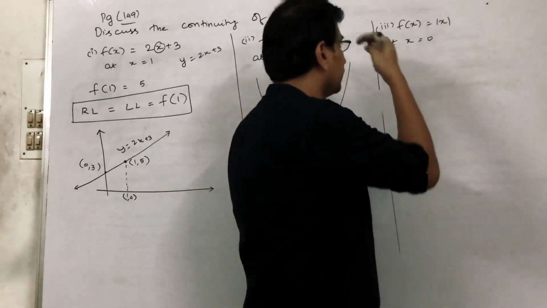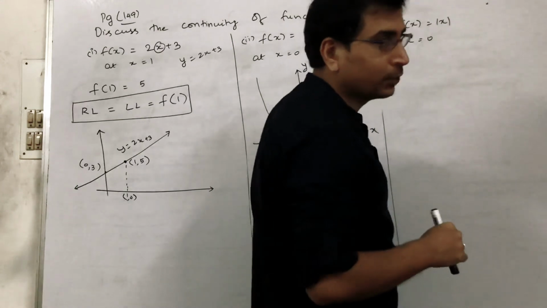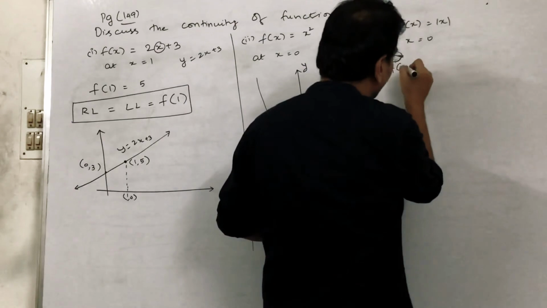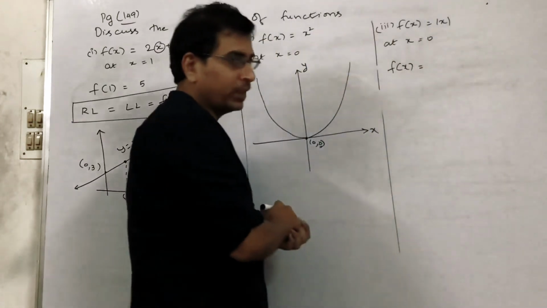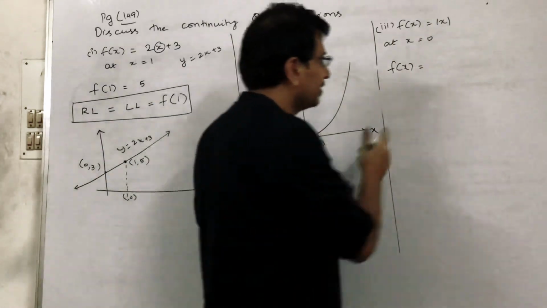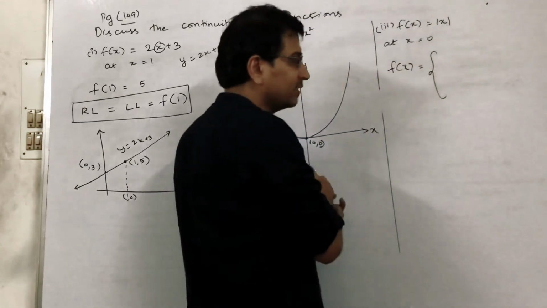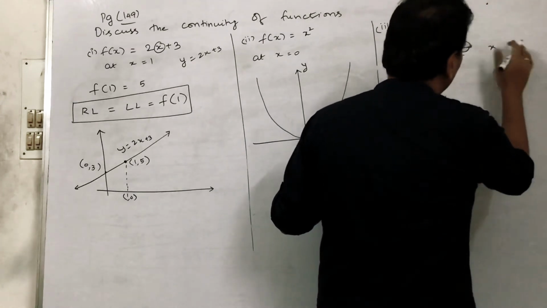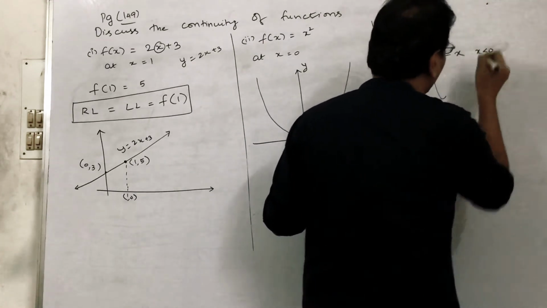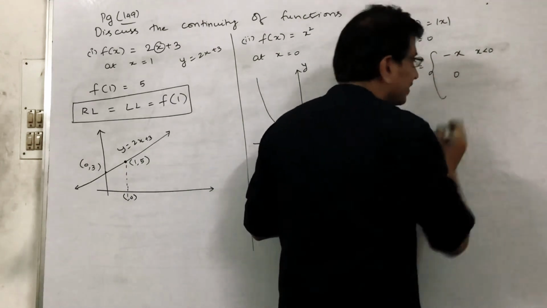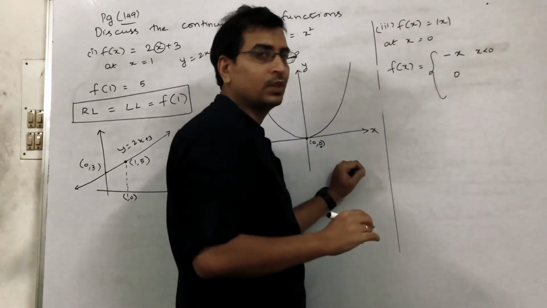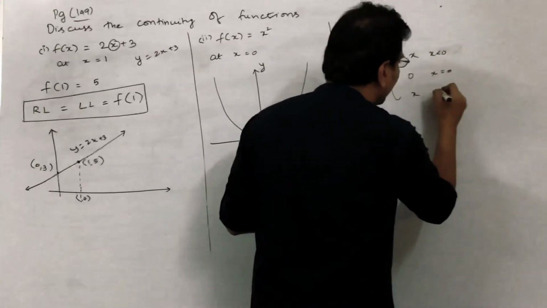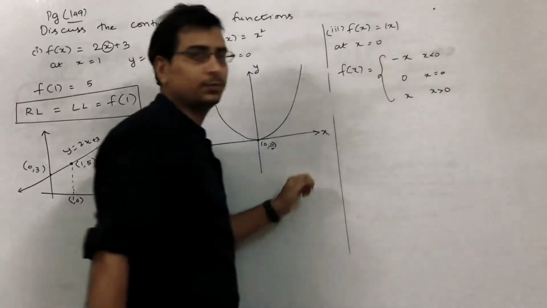Similarly, let's try to do the third one. So what is the third question? f of x is equal to mod x at x is equal to 0. See, before we solve this, we need to define the function. From your 11th standard basics, if you recollect, how do you define f of x is equal to mod x? It is defined as minus x when x is less than 0, as 0 at x is equal to 0, and similarly as x when x is greater than 0.